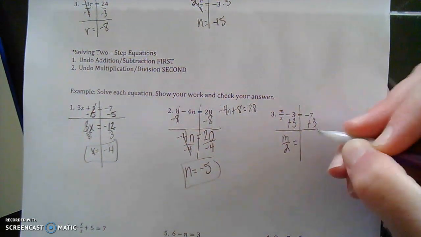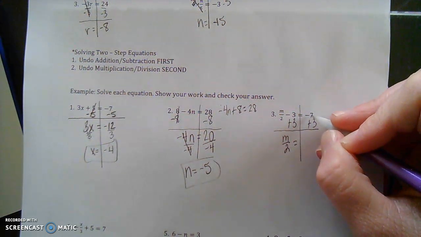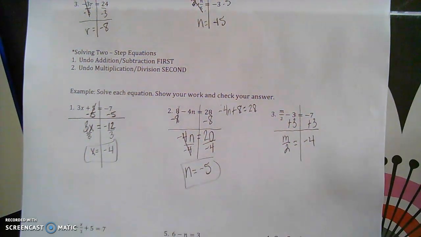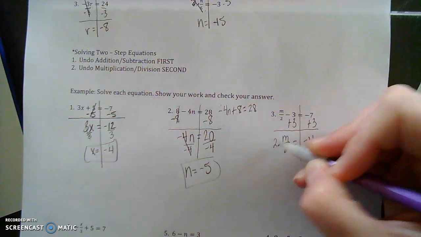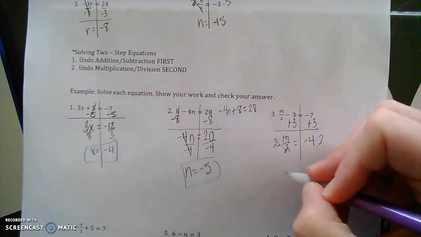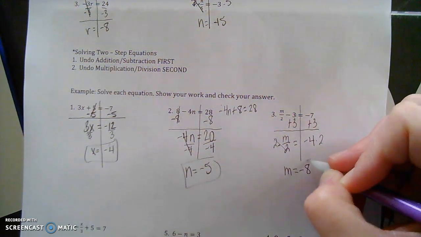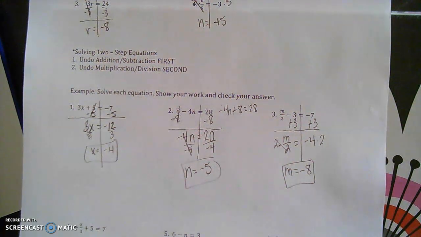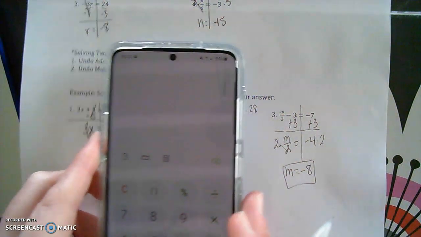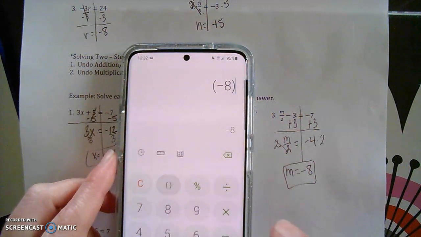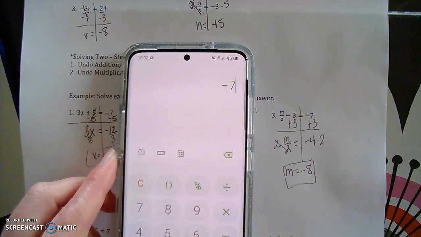So m over 2, m divided by 2, equals negative 7 plus 3, which is negative 4. Again, make sure you're careful with your negatives. Just use your calculator if you need to check your work. Divided by 2, so to undo that, we times by 2. m equals negative 8 is what we think our answer should be. So when we check that, negative 8 divided by 2 minus 3 gives us negative 7, which it should.